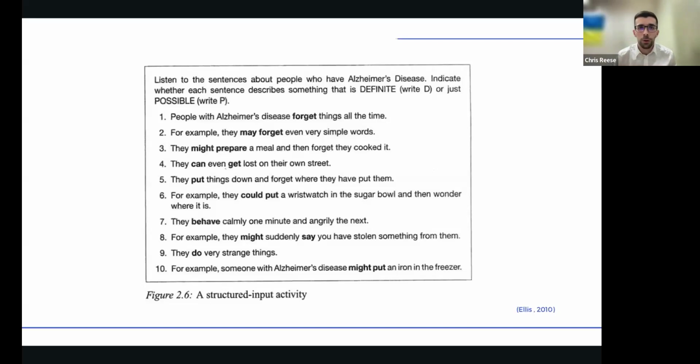Yeah, absolutely. We've got modals there, modals of possibility, modals of probability. So here, we've got a very graded kind of input, but it's also very simplified, and it also lets the students more easily notice this language. The content about Alzheimer's is still there.